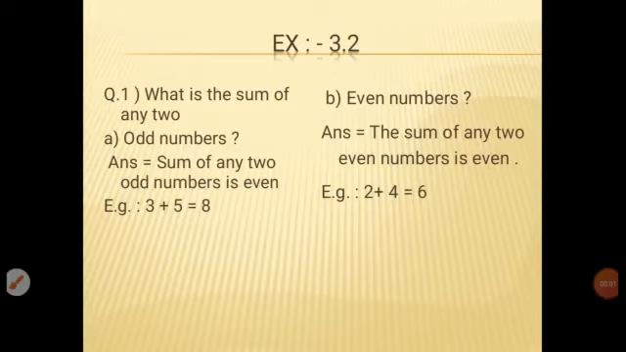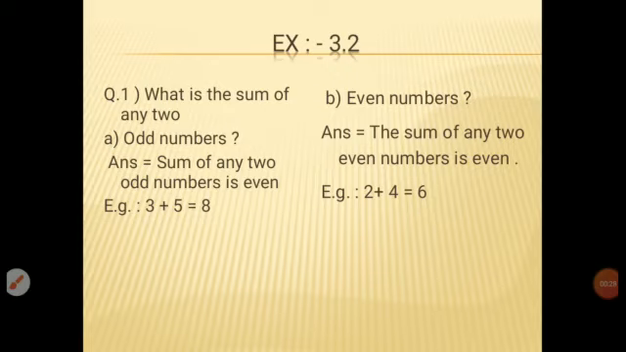Now exercise 3.2, first question. What is the sum of any two? In this question there are 2 parts: A, odd numbers, and B, even numbers. That means first we have to find out what is the sum of any 2 odd numbers. If we take 2 odd numbers, then what is the result?